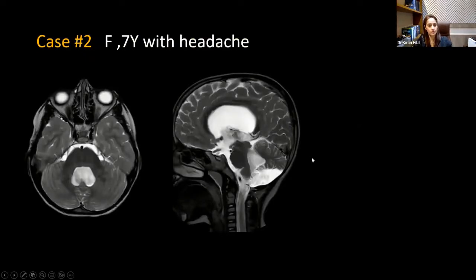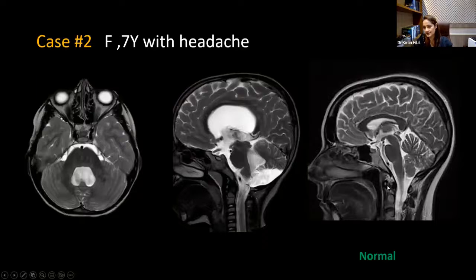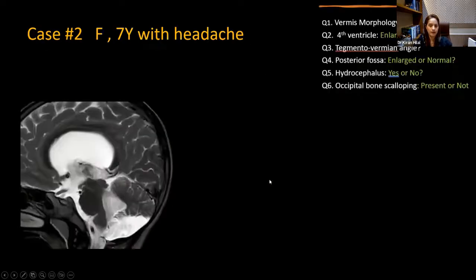Coming to question number 2, female, 7 years old, presented with headache in the pediatric neurology clinic. What do you think? Is it normal or abnormal? So calling it abnormal or normal, you always need a reference, as I said, the reference image. So if you compare it, definitely the posterior cranial fossa as compared to the normal image looks abnormal.